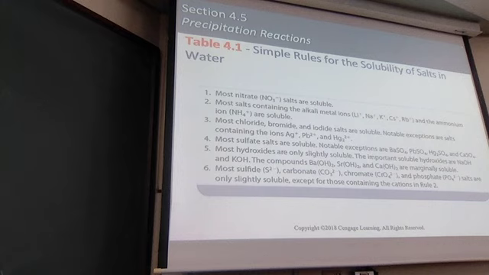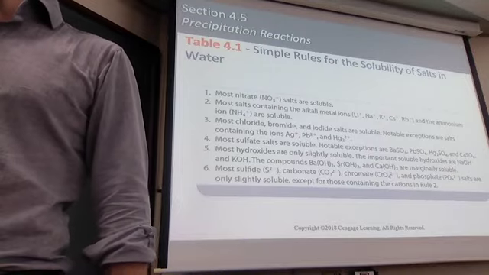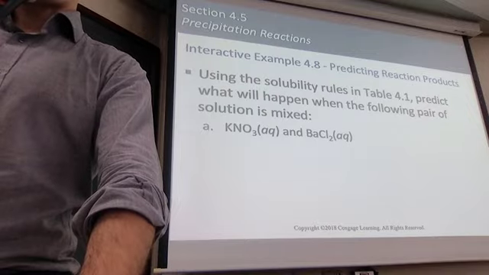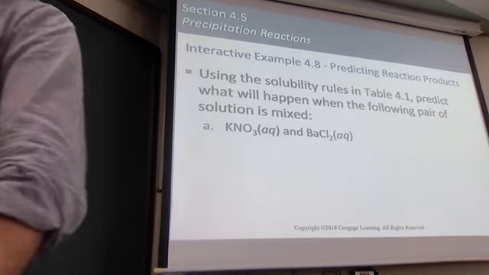Okay? So I think the most important are rules 1 and 2. All the others have so many exceptions, so I'm not sure if it really makes sense to learn them. Okay, but using these rules, predict what will happen when the following pair of solutions is mixed.